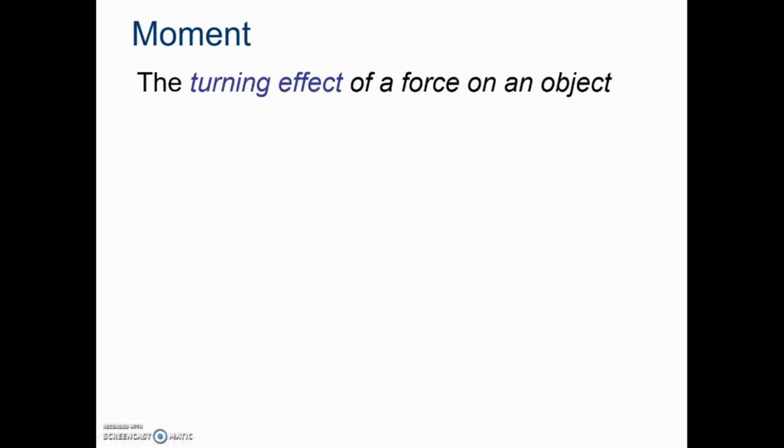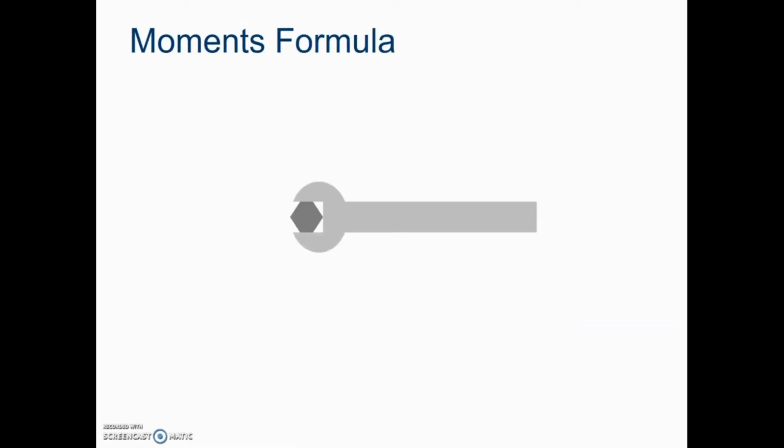So when we talk about a moment, it is produced essentially by a force that causes a rotation. So moment and force are two different things. A moment is kind of that turning and that rotational effect of a force on an object. So let's say we have a wrench attached to a bolt, and we're going to apply a force to it. That force is going to cause a rotation. That is what we consider a moment.